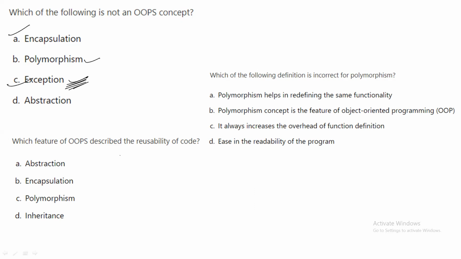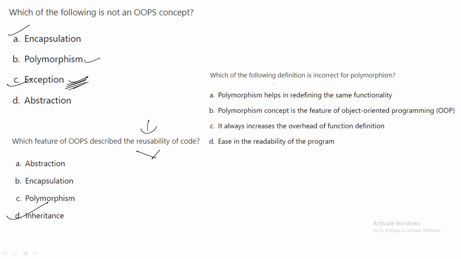Which feature of OOPs describes the reusability of the code? Reusability means we can grab the properties and behaviors of the previous one, or we can say inherit the properties and behaviors of the previous class. So inherit means inheritance. So inheritance will be the correct answer over here. Moving on to the next question.